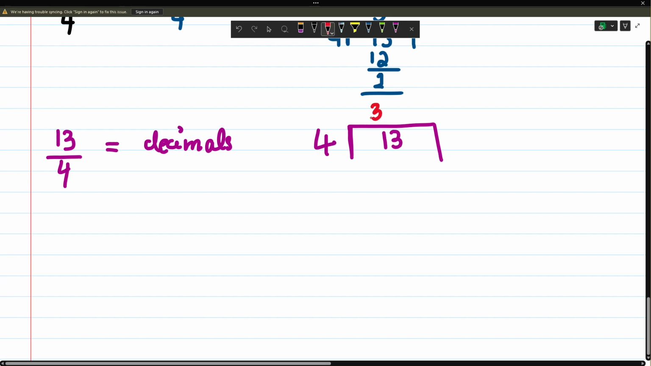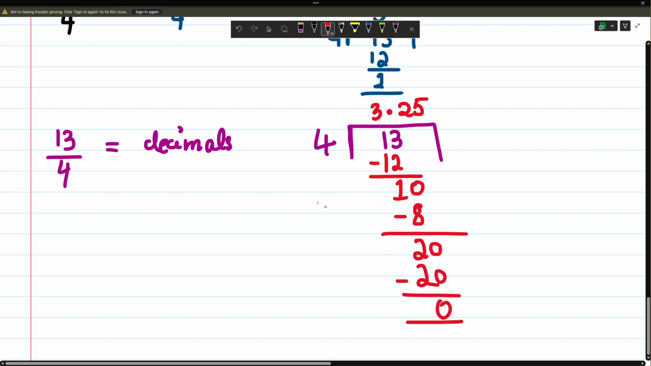As we know, 4 3s are 12, okay? We get remainder 1. Now when we get the remainder, we put a decimal. Now because of this decimal, we can put 0 in our answers. So now we get 10. 4 2s are 8. We subtract them, we get 2. Because of the decimal, we are allowed to put 1 0, right? So we get 20. 4 5s are 20. So now we get the remainder 0. Our answer in decimal is going to be 3.25. Is this clear?